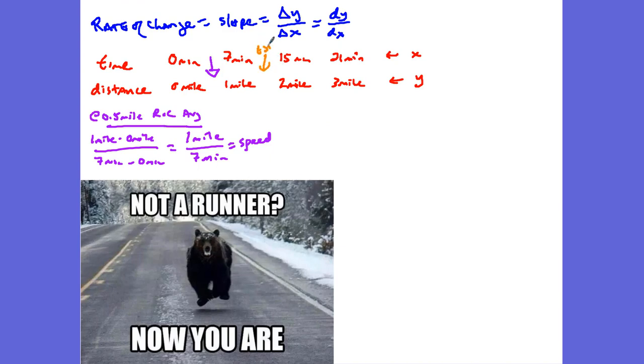Can I estimate what's happening at 1.5 miles? Sure, but I'm not going to take from 0 to 2 because that wouldn't be a good snapshot of what's happening at 1.5. The best estimate would be to take my 2 miles minus my 1 mile, this interval right here, over 15 minutes minus 7 minutes, which means this person's running 1 mile for every 8 minutes. This person is running a little bit slower, aren't they? So we can estimate at 1.5 miles, they're running a little bit slower than at 0.5 miles.